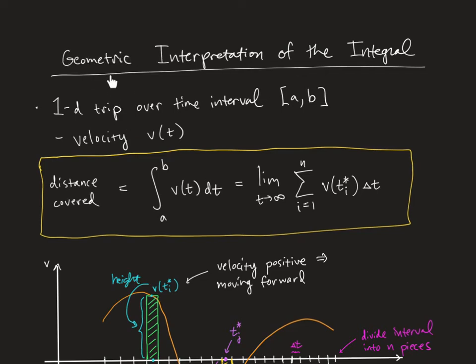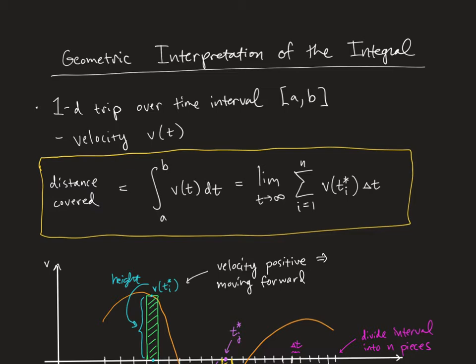In this video, we're going to talk about the geometric interpretation of the integral. Just make sure you've watched the previous video on the introduction to the integral. As in that video, we're going to be talking in the framework of taking a trip on a one-dimensional line over some time interval. Let's say we're moving around in one dimension, starting at time a and ending at time b, and our velocity at a particular time is going to be v of t.